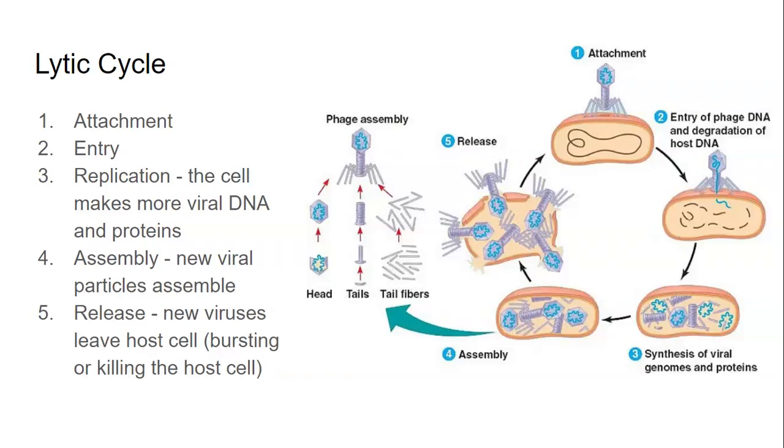And then finally, the last thing is that they get released. So the new viruses leave the host cell. And in the lytic cycle, they burst or kill the host cell. Okay, this is going to be very important to remember, is that they burst or kill. So you can see right here, they completely break apart this cell. So from attachment, entry, replication, assembly, to ultimately killing off this cell.